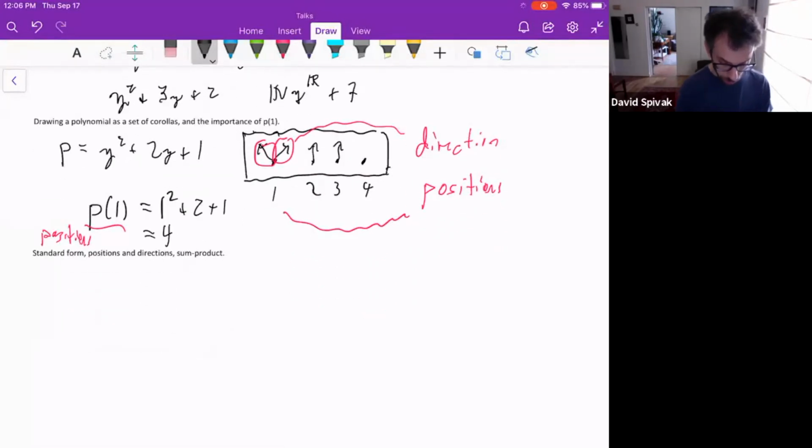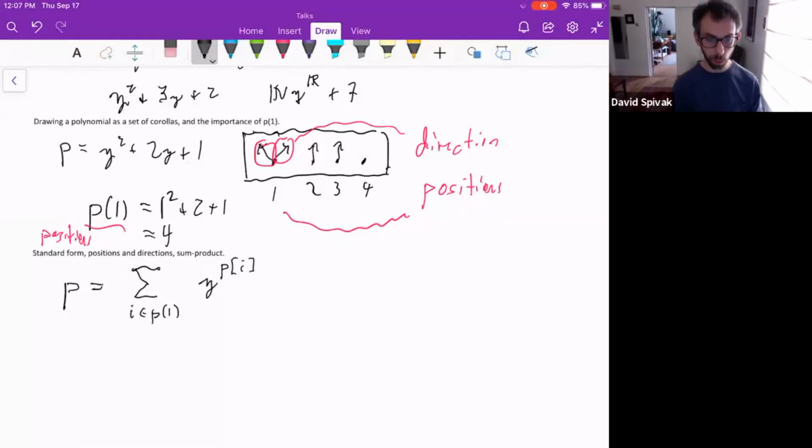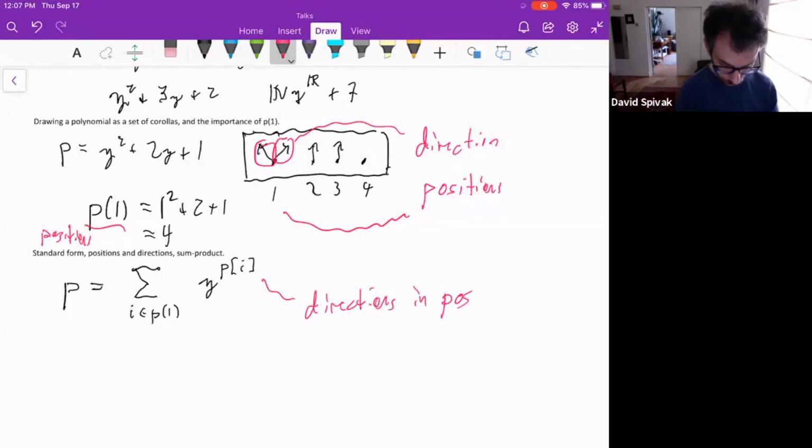So I'm going to talk about polynomials in standard form. What I mean by that is I just have a certain notation I like for polynomials, polynomial functors. I say that they're the sum over all the positions of representables. And what's the name of my representable? It's p bracket I. If I did p parenthesis I, you would think I was applying p to I. But no, these are just the set of directions in each position. And if I wrote p sub I, then I wouldn't have any room to talk about multiple polynomials. So that's why I do this p bracket I, directions in position I.